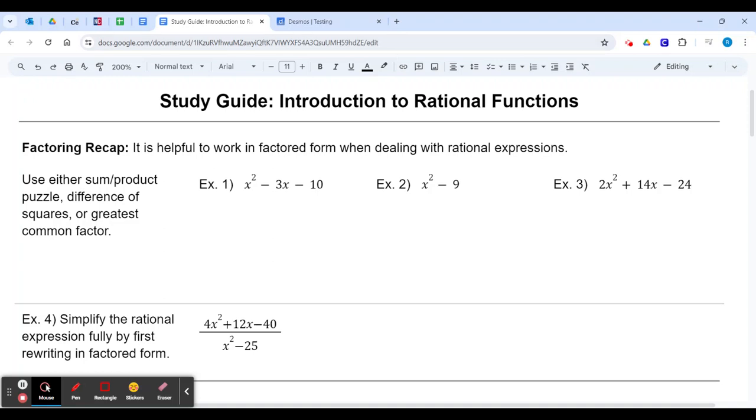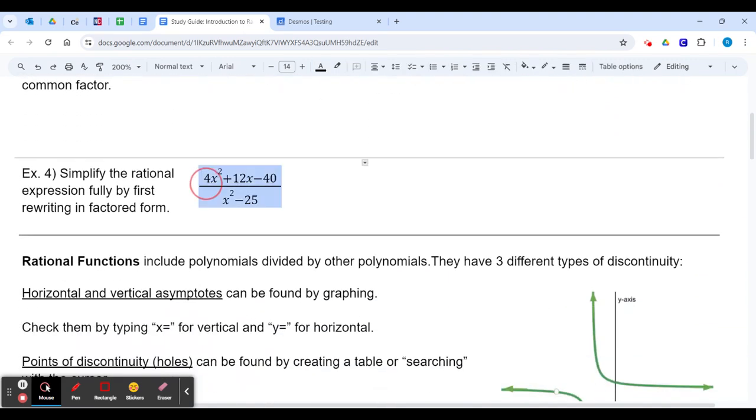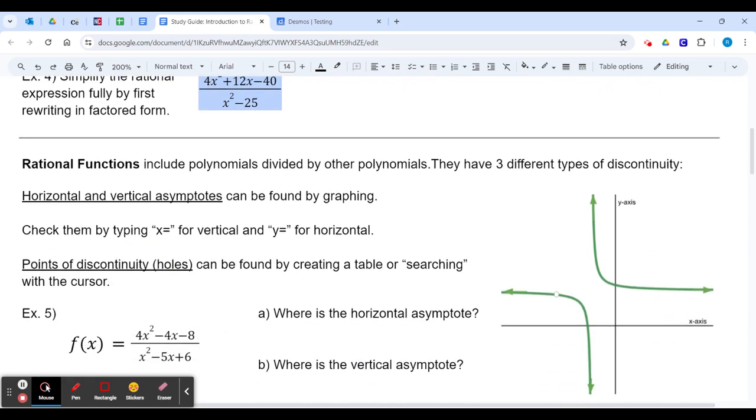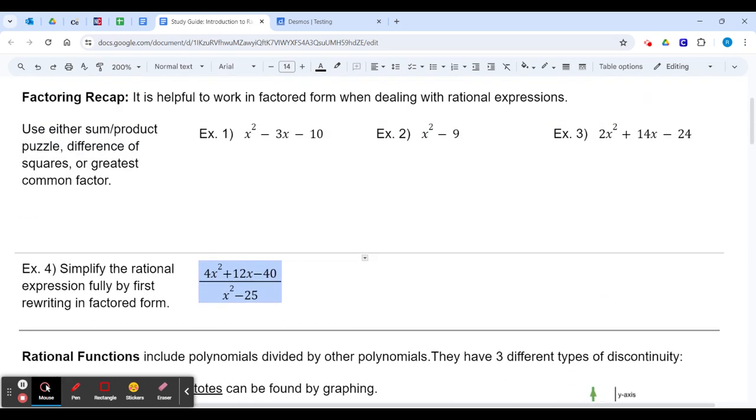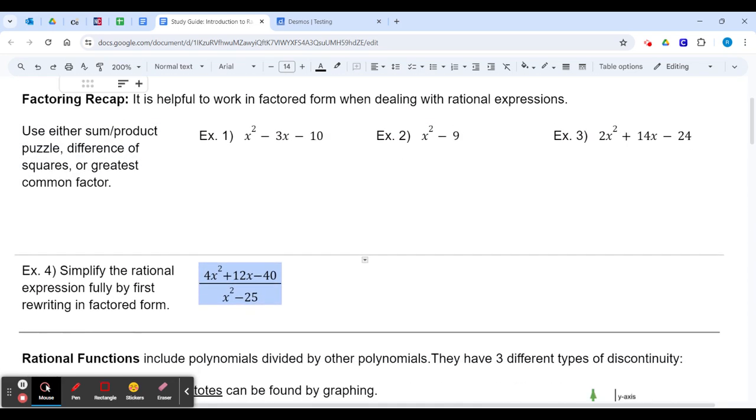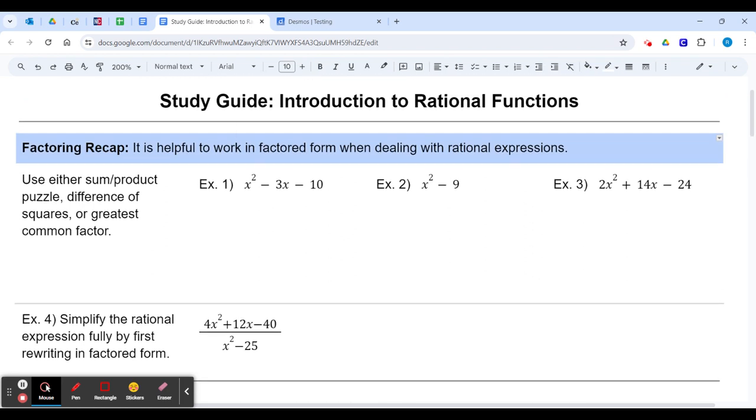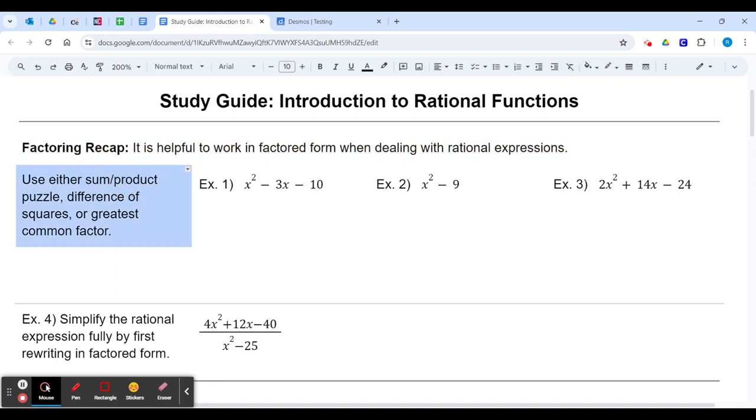All right, so we are continuing our review, and today our focus is rational functions. These are basically anything with fractions, polynomials divided by other polynomials. However, it is helpful to start with a quick factoring recap, because if we're dealing with these rational functions in factored form, it's a lot easier for us to simplify some stuff.